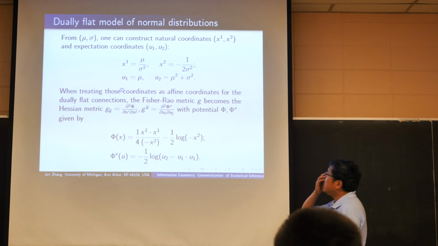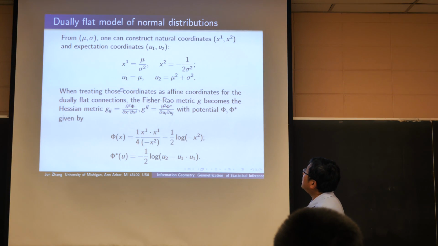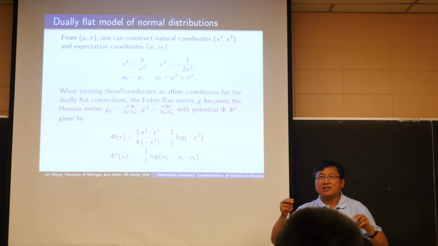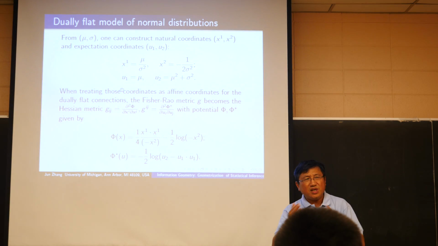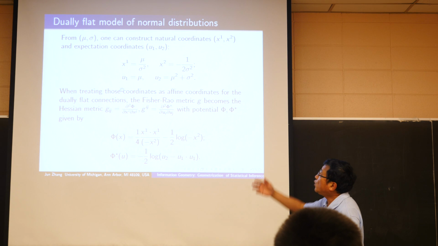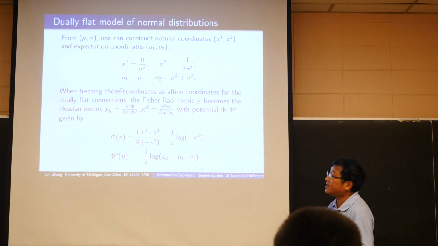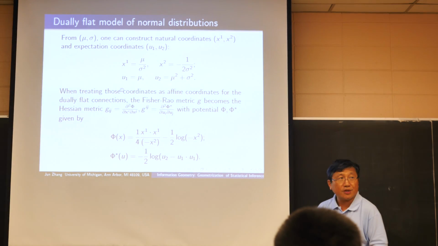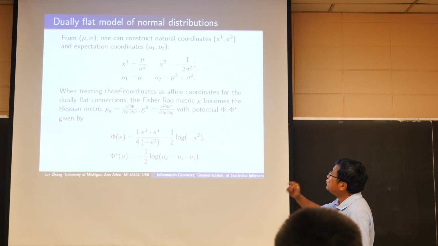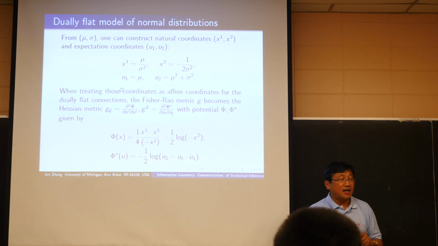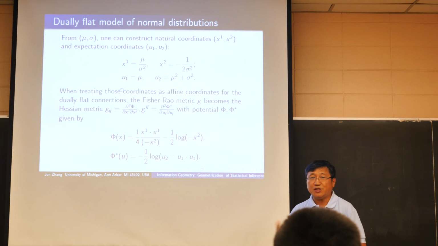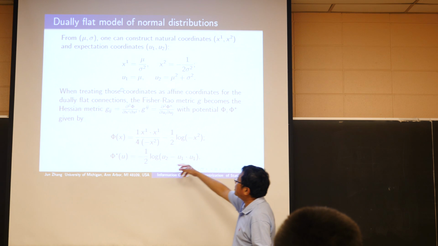It turns out that for this normal distribution, the mu, sigma coordinates, which is how we parameterize that distribution, are not the best coordinates. They are statistically meaningful, but geometrically speaking, you can introduce 2 new sets of coordinates, x and u, as transformations of the mu, sigma coordinates. Under these x and u coordinates, it turns out that the Fisher-Rao metric has very simple expressions, the expression being the second derivative of some potential function. The potential functions are written as follows.